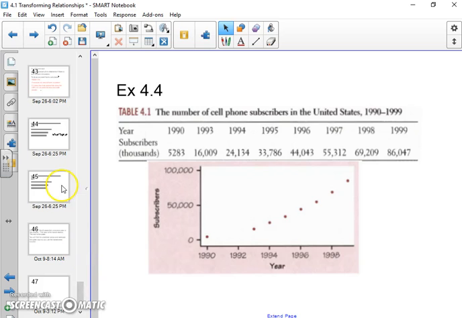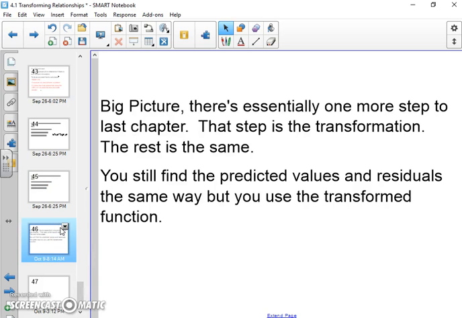And I think that's pretty much it. The only thing I want to say is, this chapter essentially is the same thing as the last one. The only difference really is, there's one more step. That one step is a transformation. So you have transformed observed variable, transformed predicted variable, that gives you a residual. Everything else pretty much works the same way. You want it to be linear, make it linear.